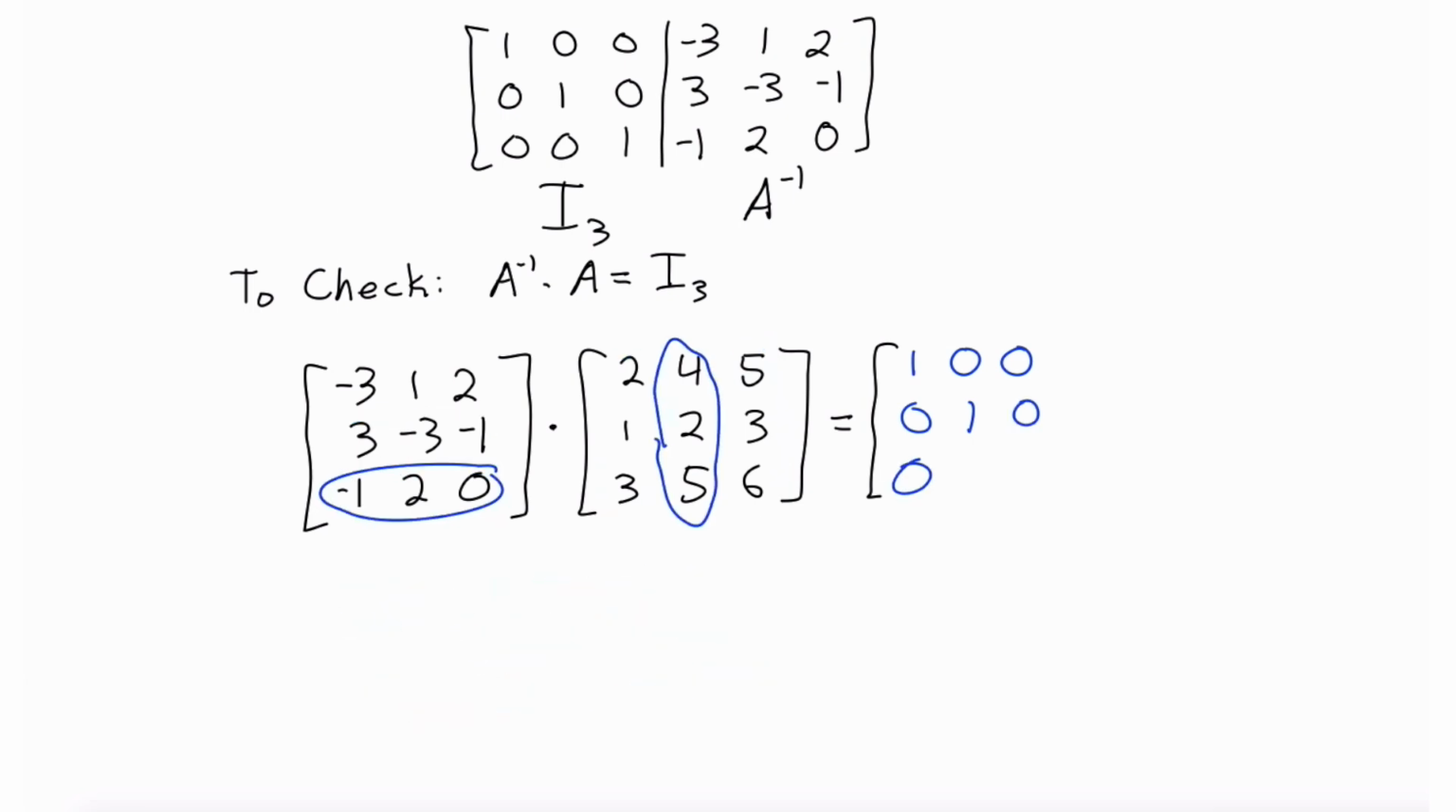And the same thing happens with the last row, resulting in our identity matrix, which confirms that the inverse was correct. Now you have the ability to find an inverse using the reduced row echelon form.